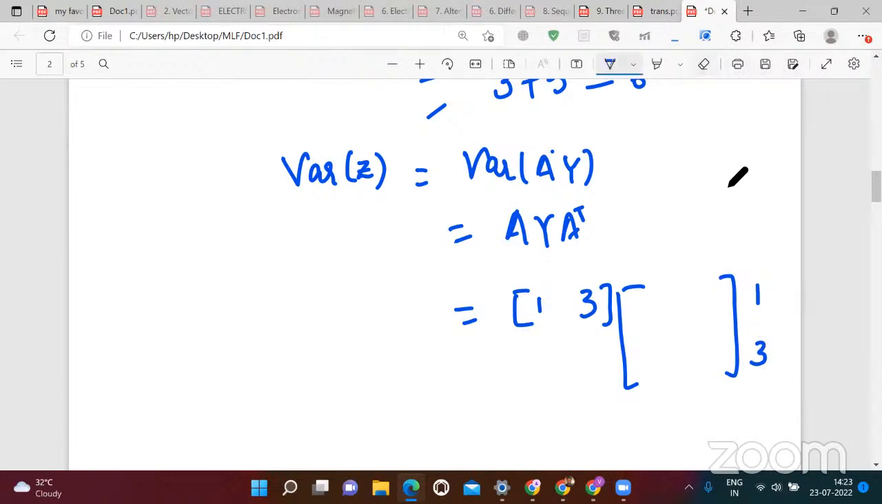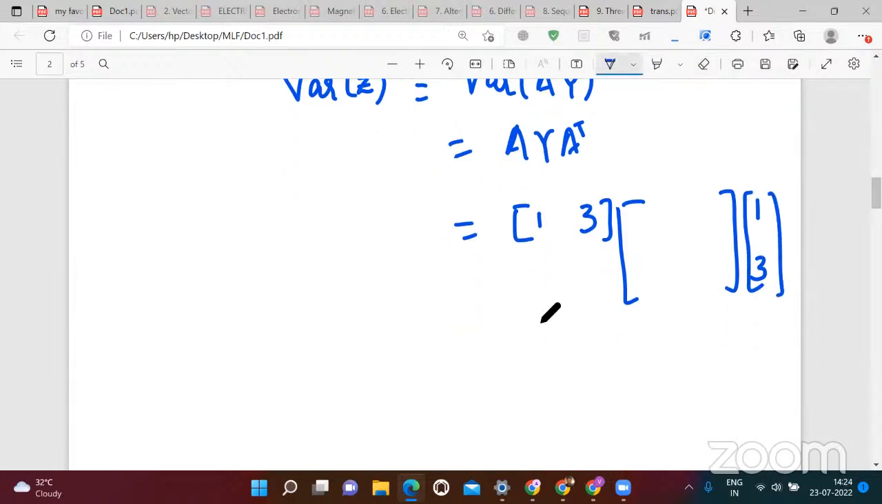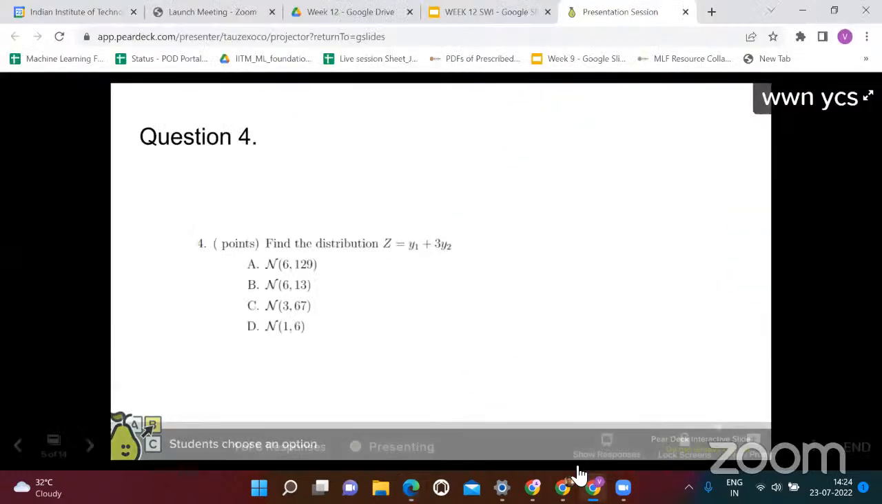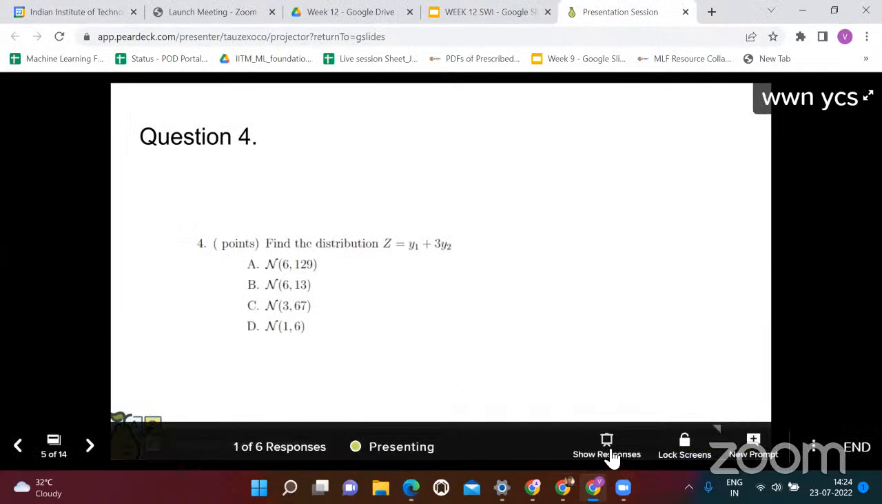If you calculate this, you'll get the value of the variance of z. Somebody has given the answer also. I guess A is the correct one.